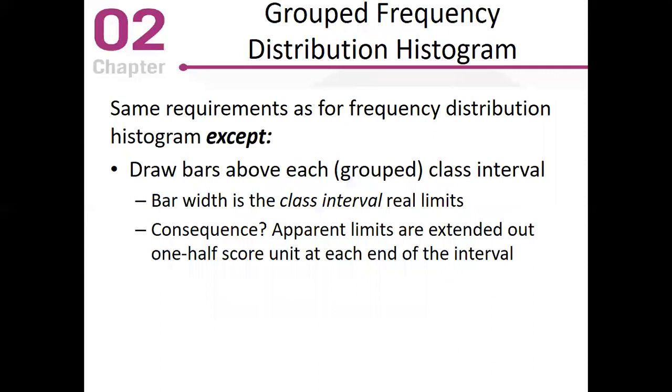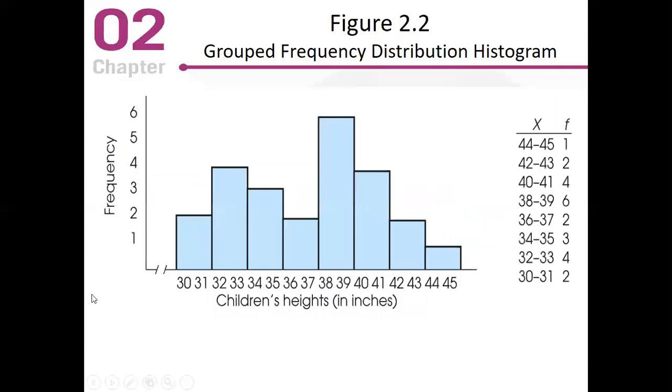We can also make histograms for grouped frequency tables. The only difference now is that the bars represent an interval. This is fairly uncomplicated. We just need to keep in mind that each bar represents a window of possible values. In this case, we have children's height in inches. Here's the original frequency table. One person is between 44 and 45 inches. Two people are between 42 and 43, and so on.